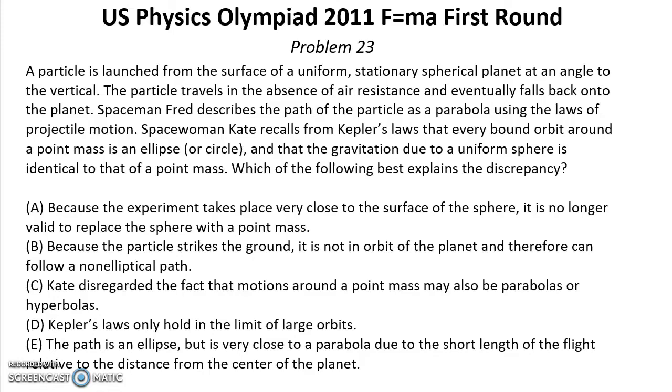Solution. First, let's check that we have a uniform stationary spherical planet. It means that in any case this planet could be replaced by a point mass in the center of this planet, and any particle could have either an elliptical, parabolic or hyperbolic trajectory around this planet. So that's the case. Now, when we know what is the case, we can check all 5 answers.